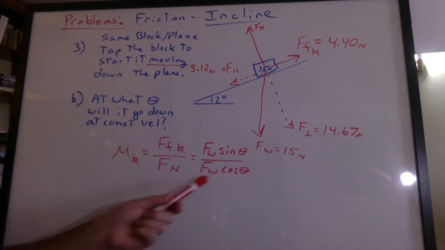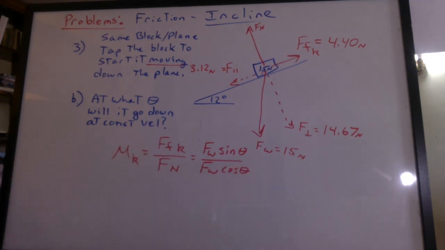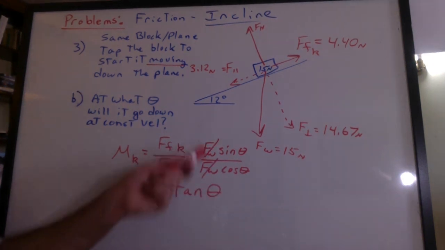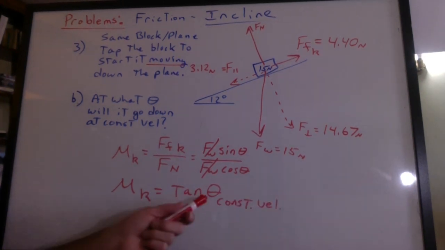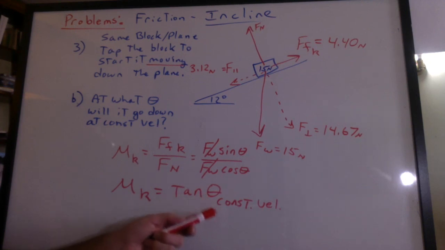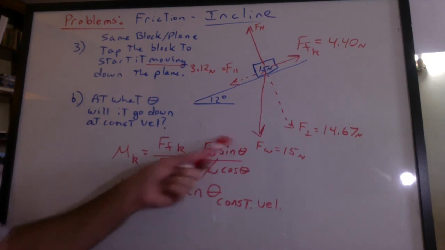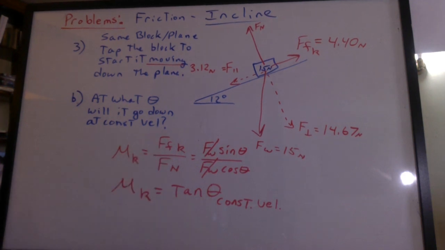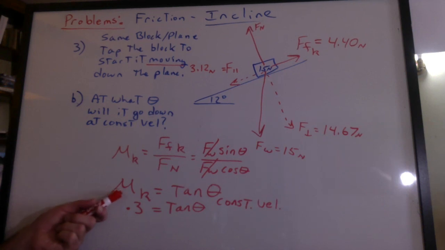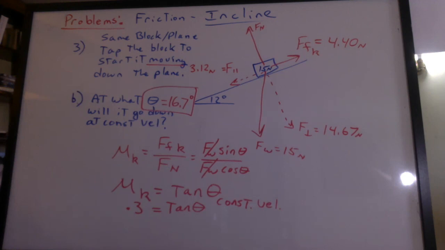The normal force is just Fw times cosine theta. What's going to happen to the Fw's? Isn't that nice? They cancel out and we're left with tangent theta. But that's a very special theta. It's the angle at which it will go down at a constant velocity. Because we set this equal to this, then that's got to be that angle. We know the coefficient of kinetic friction is 0.3. It's the same block on the same plane. Do the math and you get 16.7 degrees.